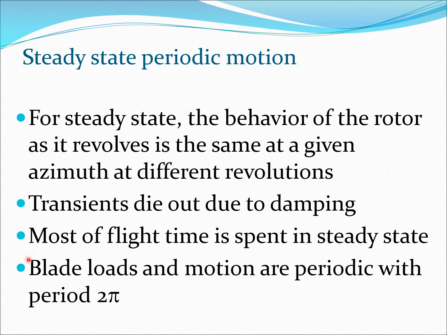So therefore, the steady state is the one which survives in typical cruise flight conditions, and most of the flight condition of the vehicle is going to be spent in the steady state region. And that is why we spent a lot of time in calculating the blade loads and motion in steady state, where they are essentially periodic with period 2 pi, because we saw that these forcing functions typically come from sine psi and cosine psi, which then may be squared and so on, but they are all going to be essentially periodic functions.